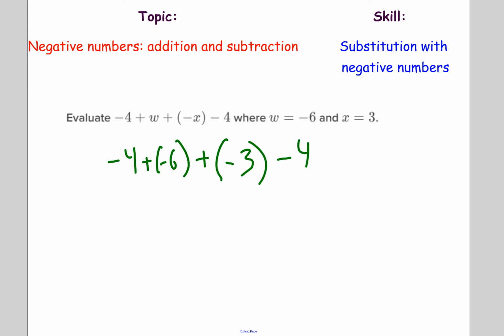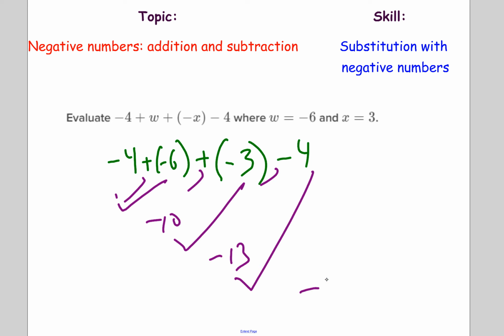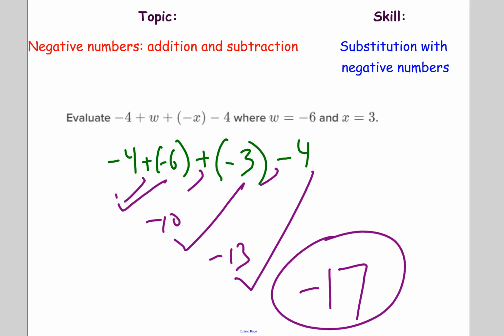So I'm looking at this. Let's change the color here so I can draw my commas. I don't have any double negatives, so I can look at this as negative 4 and negative 6 and negative 3 and negative 4. All right, these are all negatives, so that's kind of easy to deal with. Negative 4 and negative 6 is negative 10. Negative 10 and negative 3 is negative 13. Negative 13 and negative 4 is negative 17. And there's our answer.